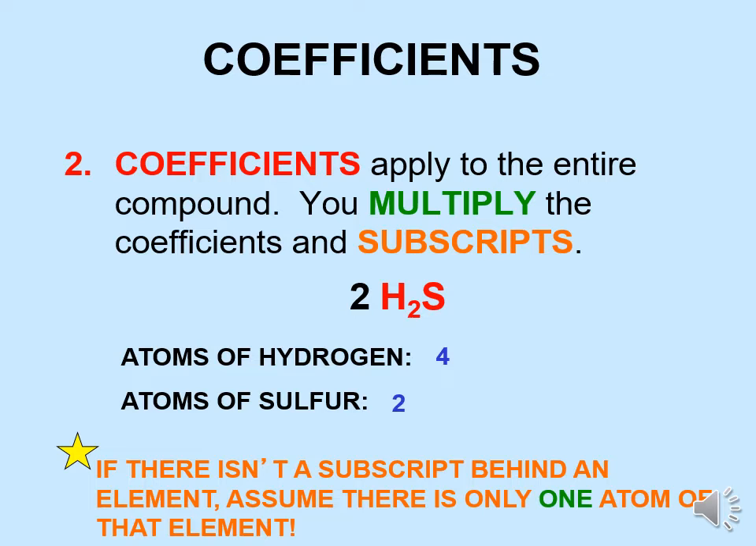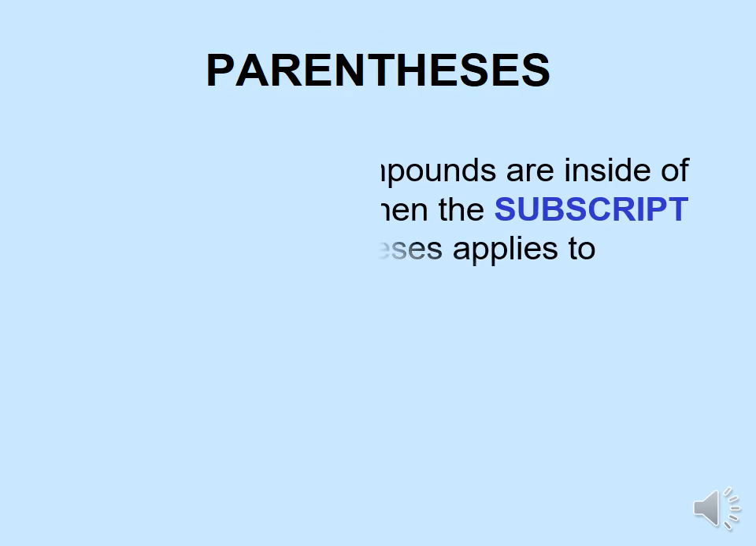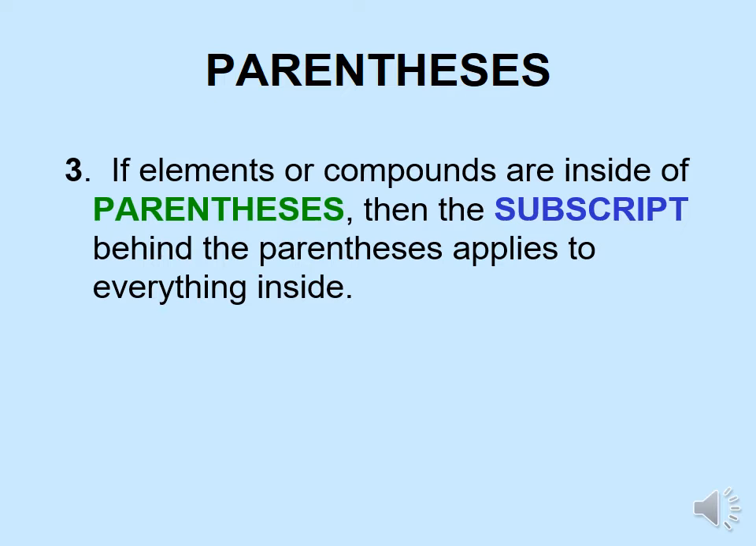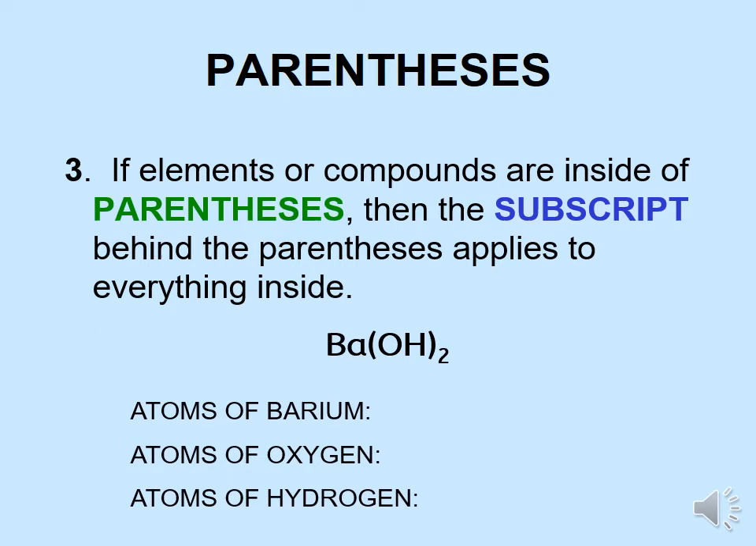Note, if there isn't a subscript behind an element, assume there is only one atom of that element. Parentheses. Rule number 3: if elements or compounds are inside the parentheses, then the subscript behind the parentheses applies to everything inside. For example, Ba(OH)2. We have here one atom of barium and 2 atoms of oxygen, 2 multiplied by 1, and 2 atoms of hydrogen, 2 multiplied also by 1.